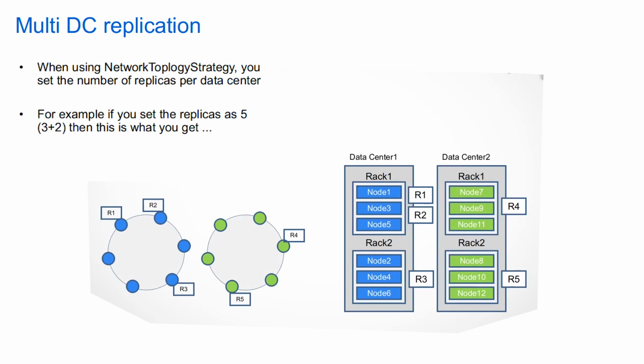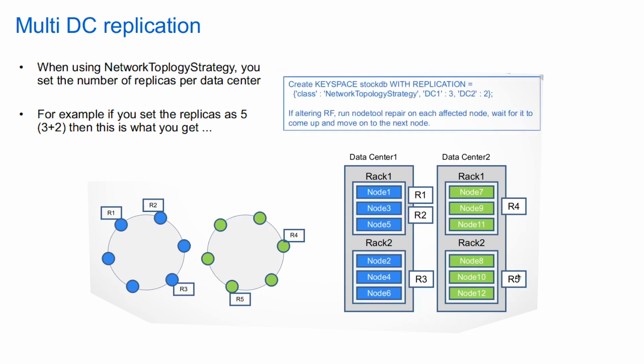So naturally, Snitch will try to make sure that a single rack does not have multiple replicas. But if the number of racks is less than the replication factor, then you have no choice but that the data will be replicated in a single rack, not node, in a single rack. But how do I specify this? How do I say data center 1 has 3 replicas, data center 2 has 2 replicas? This is how you do it.